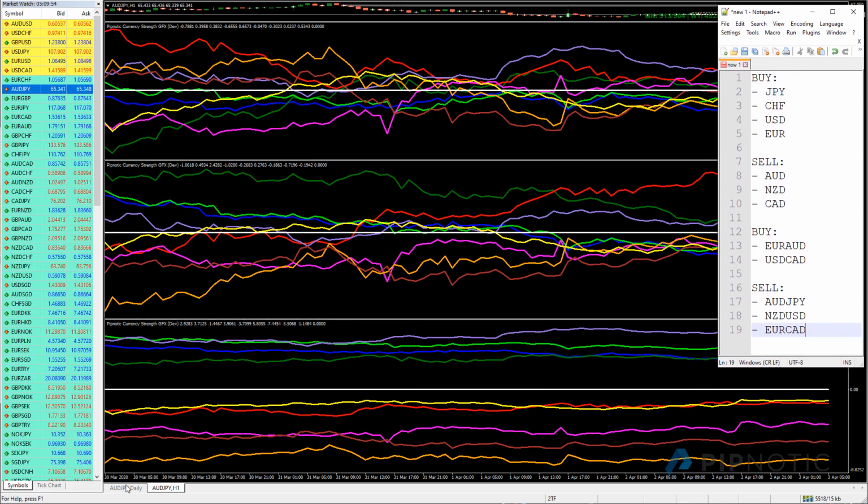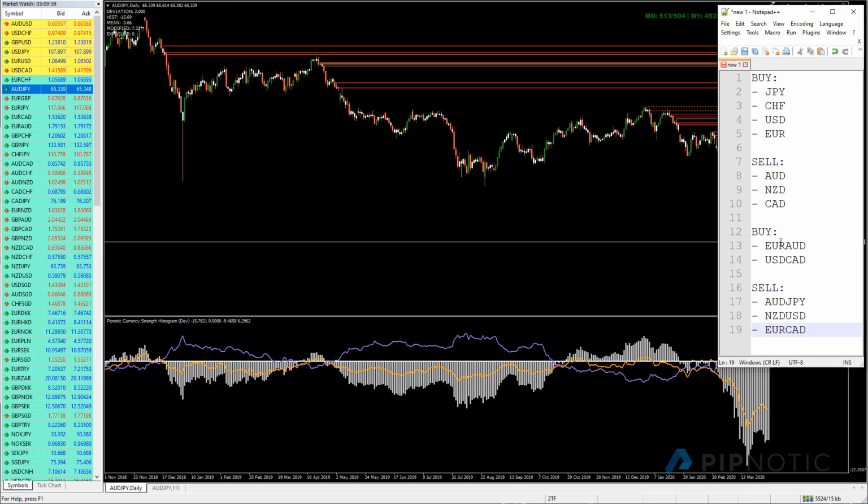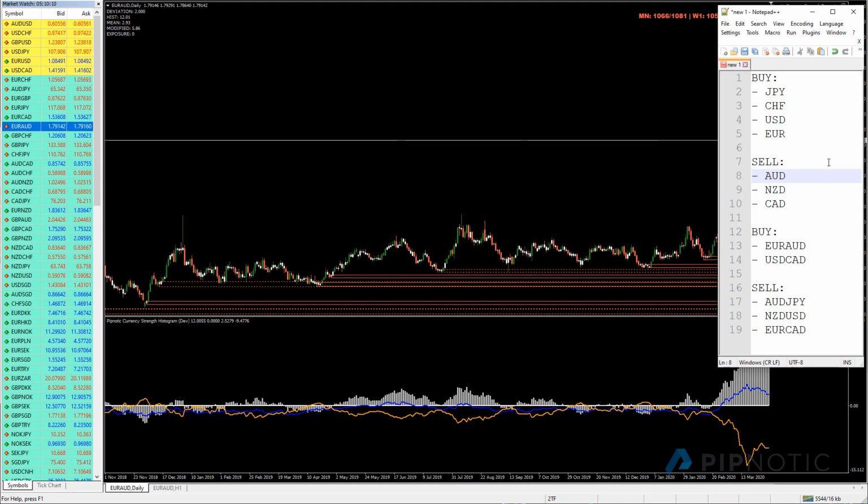And so we are going to go to the price chart, and here we want to look at the euro Aussie. So we have buy euro, sell Australian dollar. So let's have a look at the Euro Aussie and see what that looks like. Just here, so let's have a look. Okay, so that's moving up pretty nicely, as you can see.